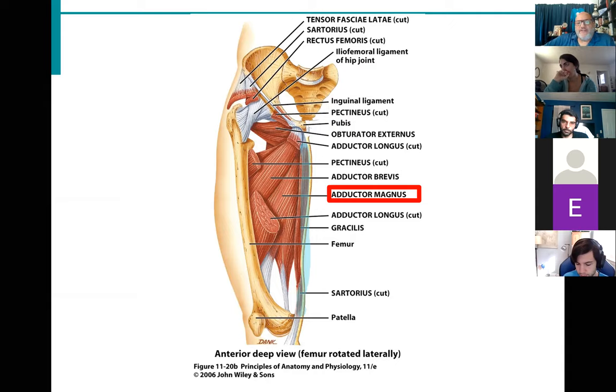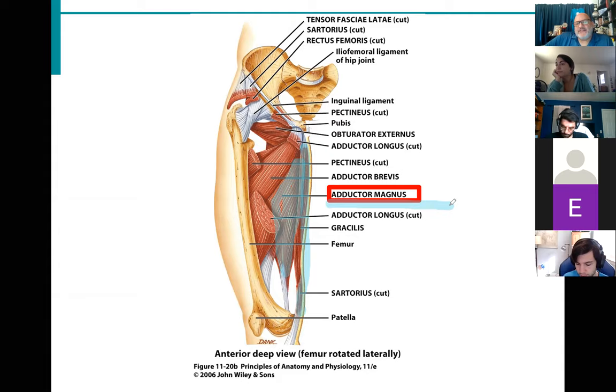Are you required to know all of the adductors? There are three of them, no. The adductor longus, the adductor brevis, and the adductor magnus. But all you're responsible for is the adductor magnus. You're not responsible for the entire adductor group. In fact, it's one of the muscles you don't need to know the origins and the insertion of. However, we can clearly see it here because it is deep to the gracilis.